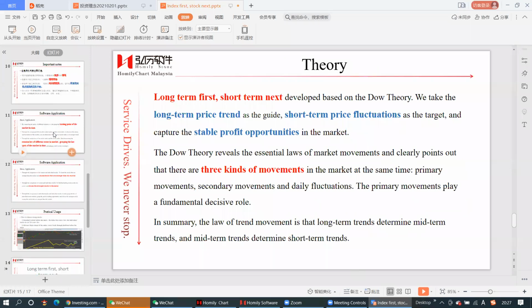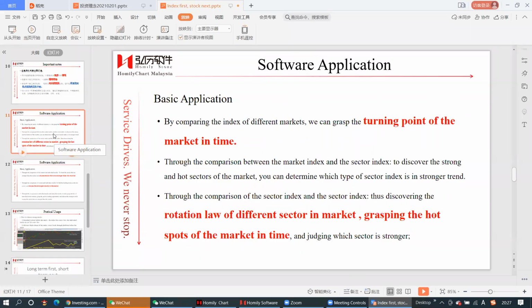So we come to another one, our software application. Why do we need to do it? Because we want to get the turning point of the market in time. Through the comparison between the market index and the sector index, we need to discover the strong and hot sector of the market and determine which sector index has a strong trend. Through the comparison of the sector indexes, we need to discover the rotation rule. This one is very important, okay? The rotation rule of the different sectors in the market, and grasp the hotspot of the market in time, and judge which sector is very strong.